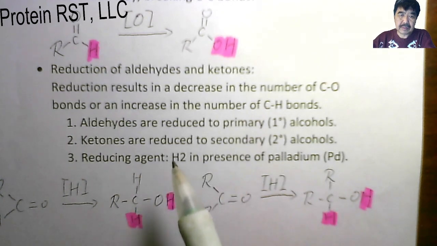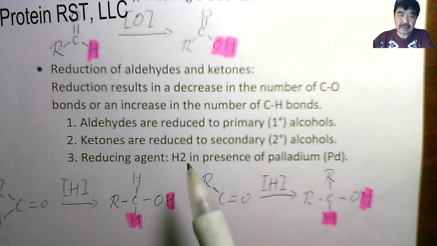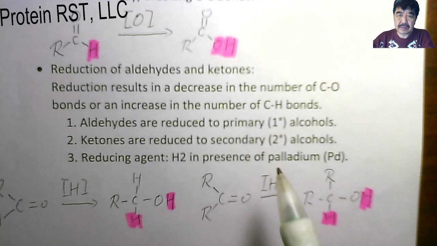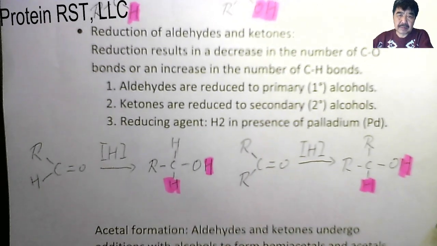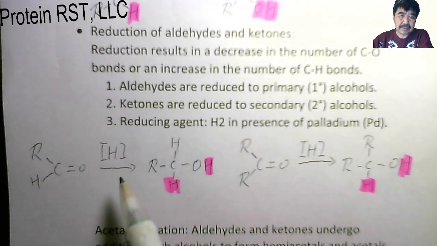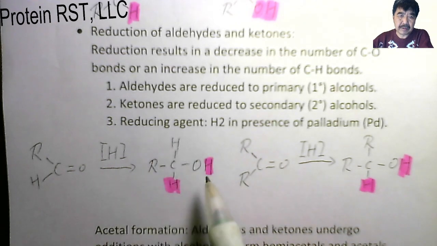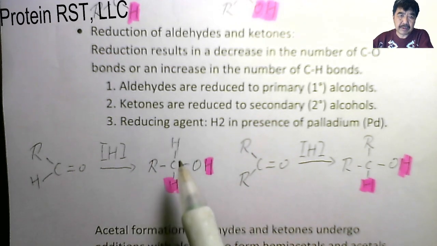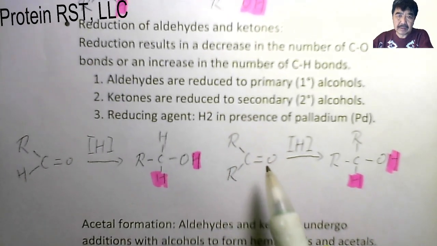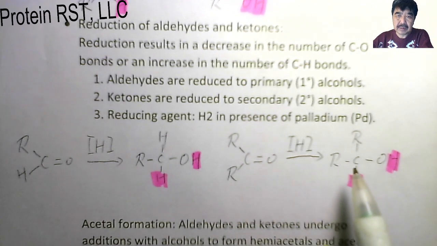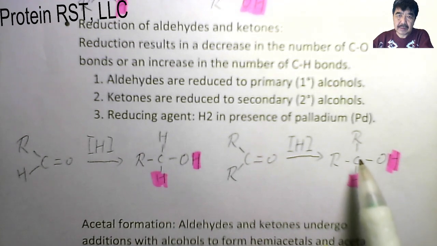The reducing agent is a hydrogen molecule in the presence of a metal, palladium, Pd. This is the reaction. This is an aldehyde. The aldehyde is reduced into a primary alcohol. This is the primary alcohol, with only one carbon-carbon bond. A ketone is reduced into a secondary alcohol. This carbon has 2 carbon-carbon bonds. Secondary.